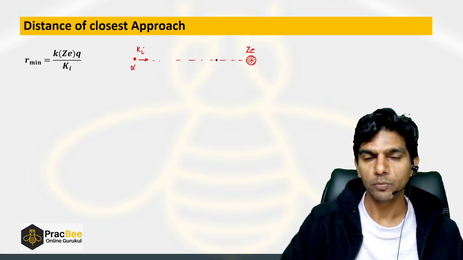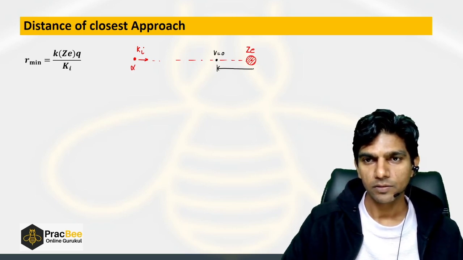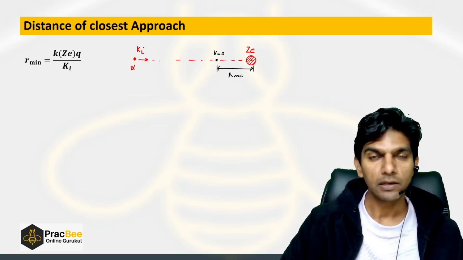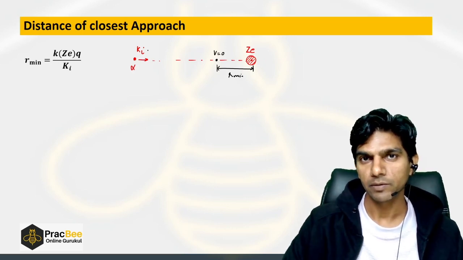And due to strong electrostatic repulsion, let us assume that the alpha particle comes momentarily to rest at this particular point. So here the velocity will become zero. Now this distance is known as the distance of closest approach. And we are assuming that when the energy of the alpha particle was Ki, it was quite far from the nucleus. So they are not interacting at that point of time.